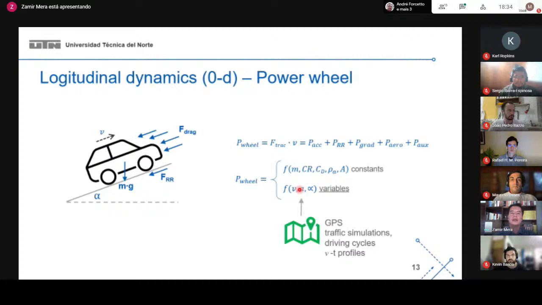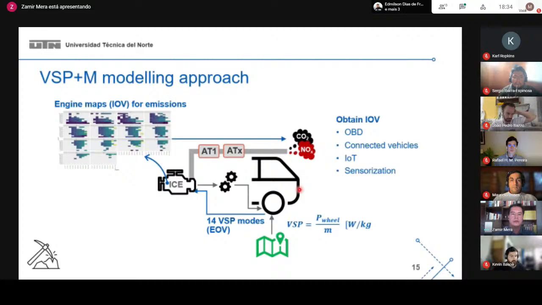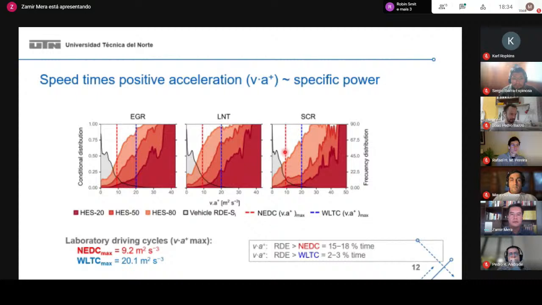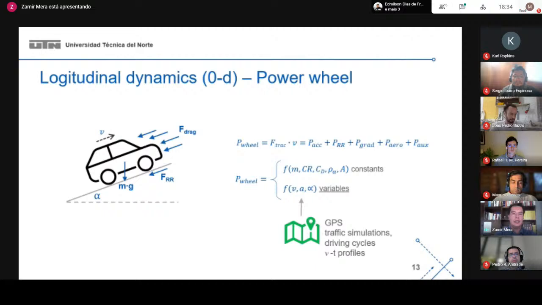Okay, regarding modeling for microscopic modeling, the simplest way to model the action of the vehicles is to use the longitudinal dynamics, which is a zero-dimensional model. In this case, the objective is to obtain the power wheel. The power wheel is an important predictor for emission models. The power wheel represents some forces that the vehicle has to overcome.